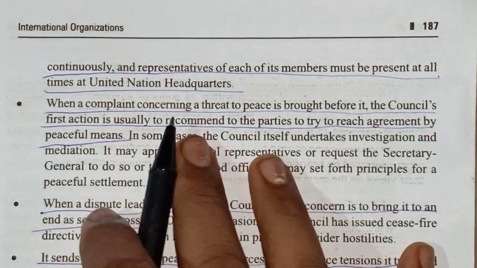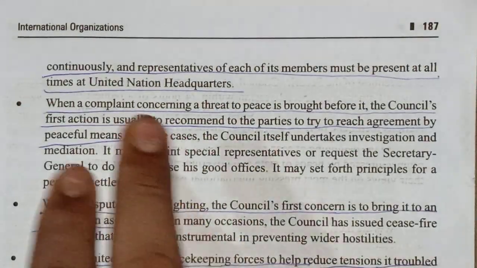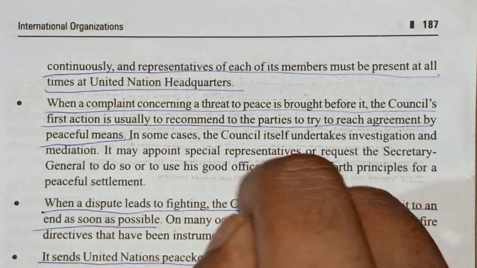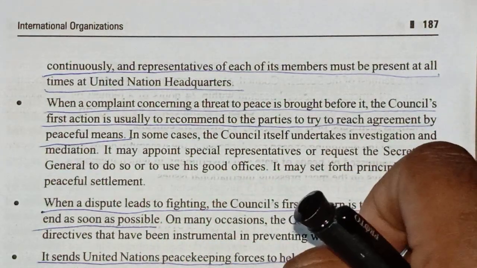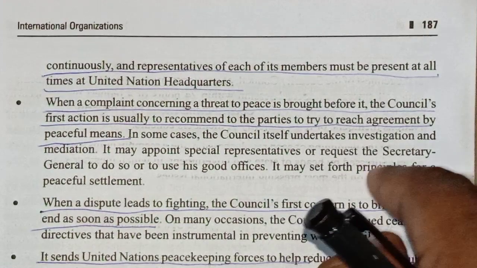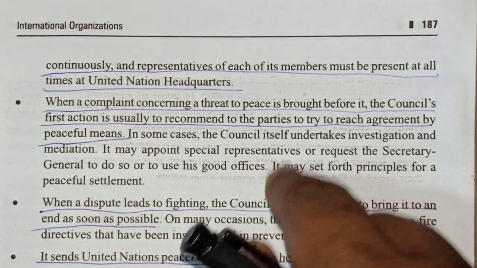Then you can take a screenshot also, because I underlined those which are very, very important functions of the Security Council. These are very important for the exam. Okay, you can take a screenshot.